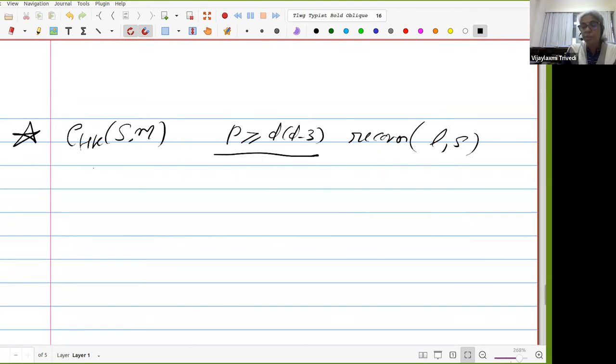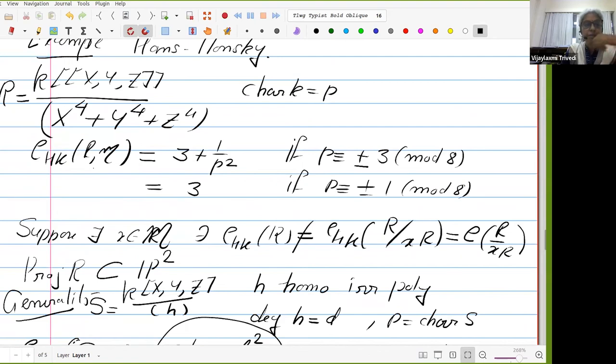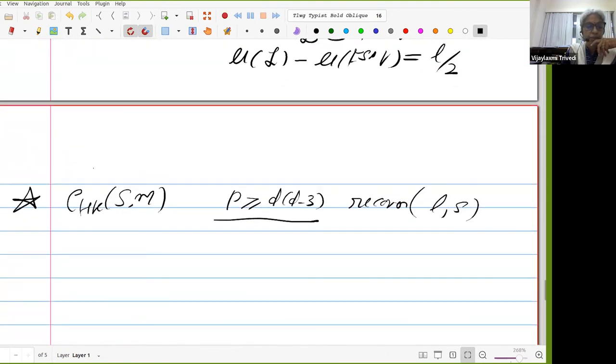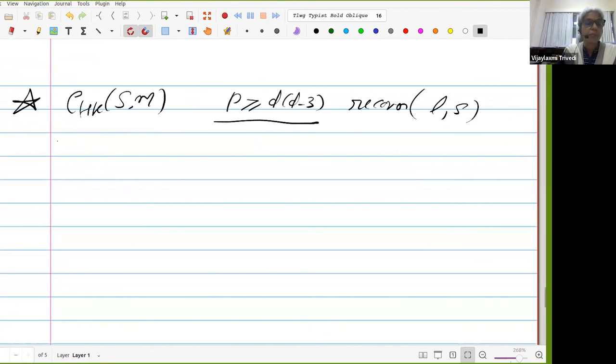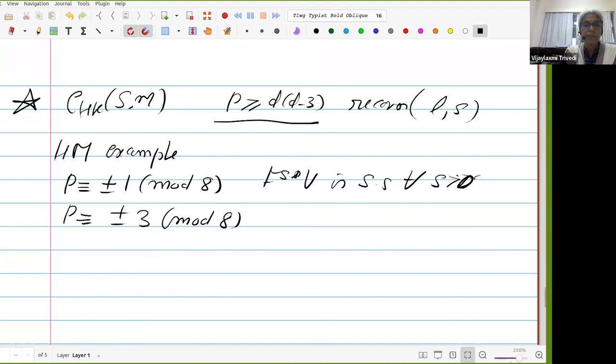So coming back to our example of Monsky. So d is actually 4, so it is 3 plus this thing. So this is telling you something. So the example: if p is congruent to plus or minus 1 mod 8, then F_s upper star V is semi-stable for all s. And if p is congruent to plus or minus 3 mod 8, then F upper star V is not semi-stable.